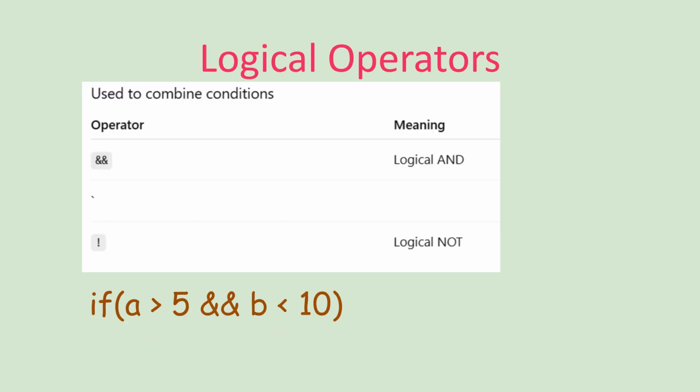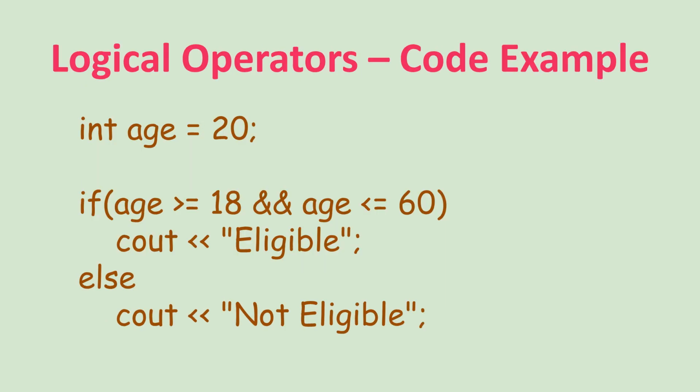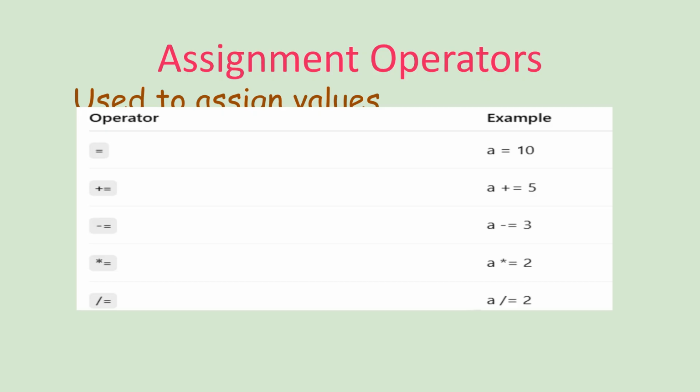In this example, the double ampersand represents the logical AND operator. This code demonstrates using the logical AND operator to check if an age falls within a specific range to determine eligibility. Assignment operators are used to assign values to variables.